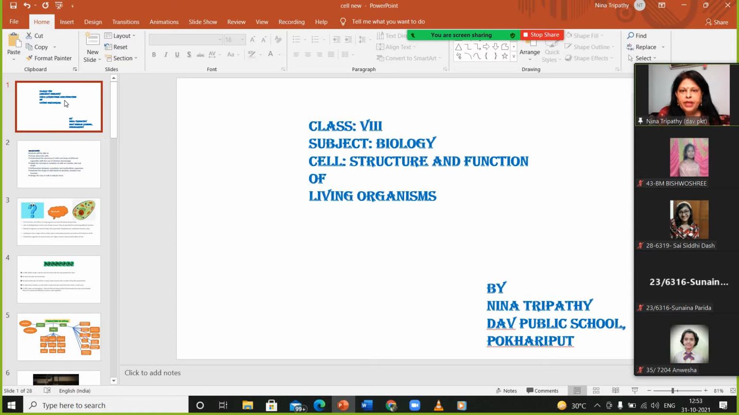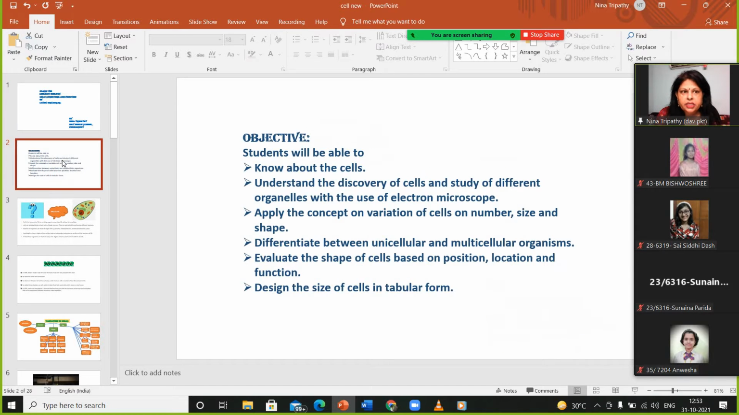Okay. So my topic today is the cell, the structure and function of living organisms, and today we'll discuss the discovery of the cell and the typical cell. Why typical cell, you will ask? That one will go to the objectives. You will be able to know about the cells. You will understand the discovery of the cells and study of different organelles with the use of the electron microscope.